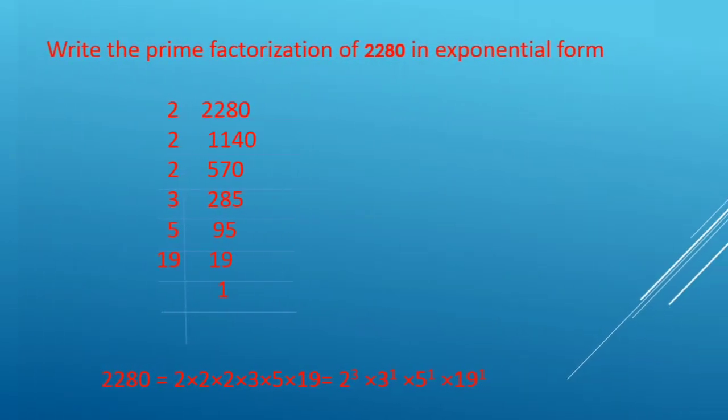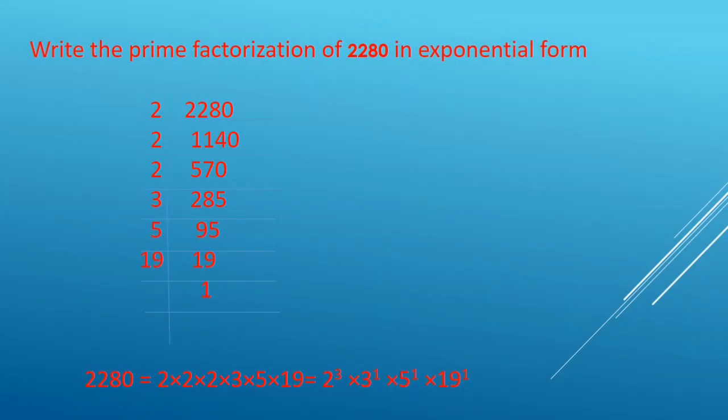We can also express the prime factorization of numbers in the exponential form. First of all, we have to do the prime factorization of numbers. Here we have an example 2280. The prime factorization is 2 into 2 into 2 into 3 into 5 into 19. Here 2 is multiplied 3 times. 3, 5 and 19 are multiplied only one time each. That means we have 2 to the power 3 into 3 to the power 1 into 5 to the power 1 into 19 to the power 1 in the form of exponents.